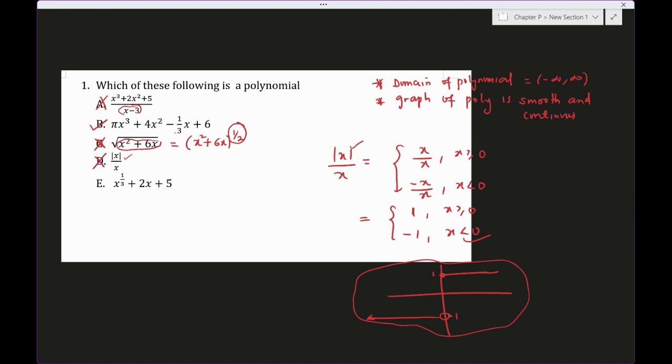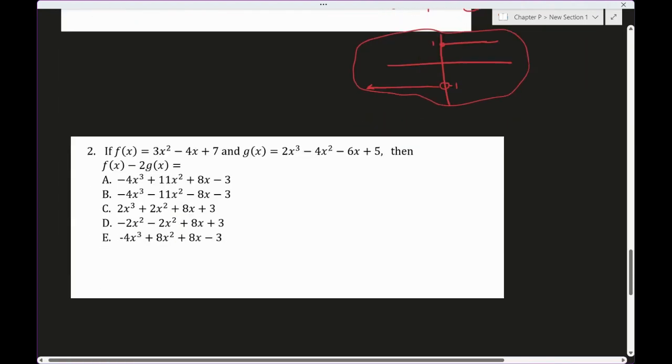You can use the fact that this graph has a hole, so it cannot be a polynomial. Now, if you look at this, this is clearly easy. It cannot be a polynomial because you have x to the power of what? 1 over 3. So we know that the powers, if you use the definition, what did we say about the n's? This n has to be what? A non-negative integer, right? It means it could be 0, it could be positive. Okay, so we have eliminated everything except b, which is a polynomial.